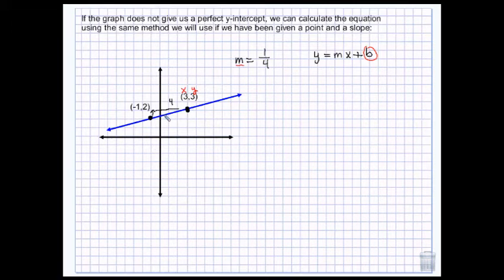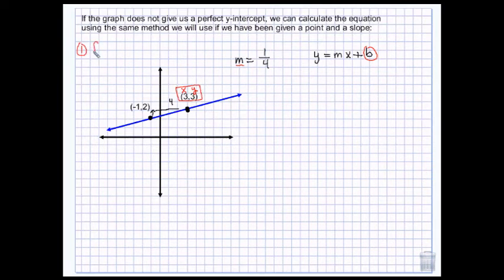So I've got to try to find b. So the y-intercept would be in the bottom? The y-intercept is going to be right here. But because it's between 2 lines, do you see that? It's between 2 spots, so I don't know what it is. So I have to find it. So I pick a point. You can use either point.